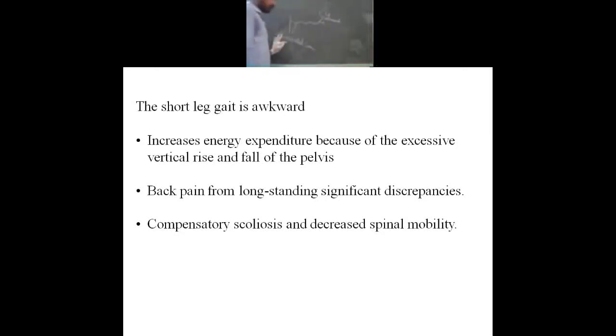But in limb length discrepancy, you will find the curve will be like this. Somewhere it is high, somewhere it is less. So these are the problems. If you find the curve is not symmetrical, then obviously the energy expenditure will be more.